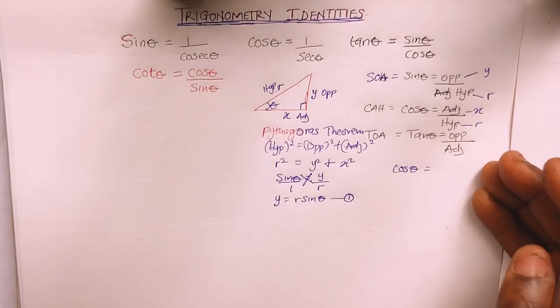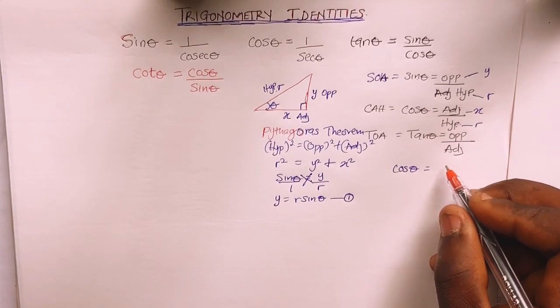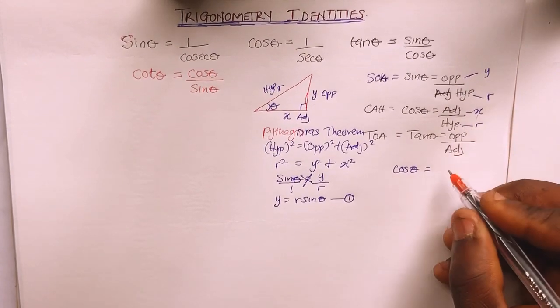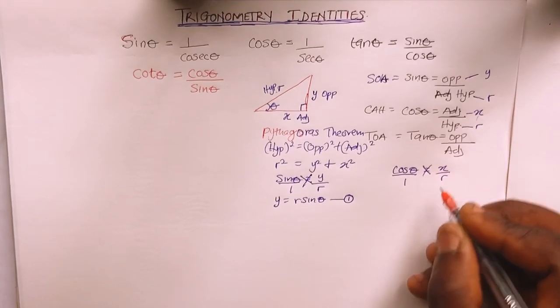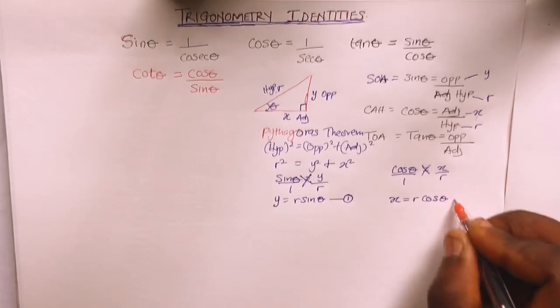Let's just insert the variables into the formula. I'm going to have cos theta equals x over r. Then from this, also make x the subject of the formula. I'm going to have x equals r cos theta. This is equation 2.